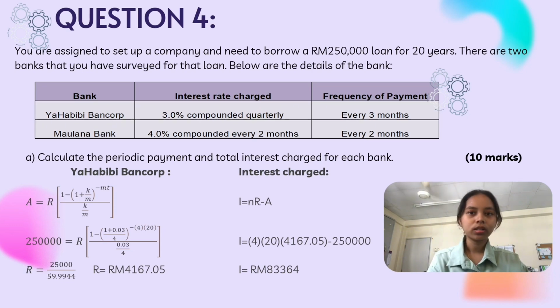We calculate with all the information below. And the final answer for R is RM 4,167.05. Next, we calculate the interest charge for Ya Habibi Bank. We're going to use the formula I equals NR minus A, N equals M times T. So insert all the information given. I equals 4 times 20 times 4,167.05 minus 250,000. I equals RM 83,364.